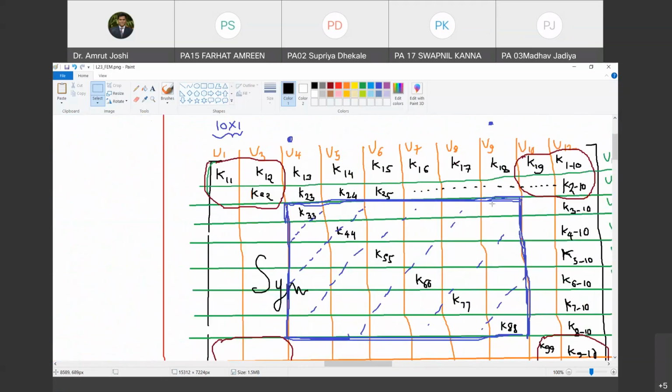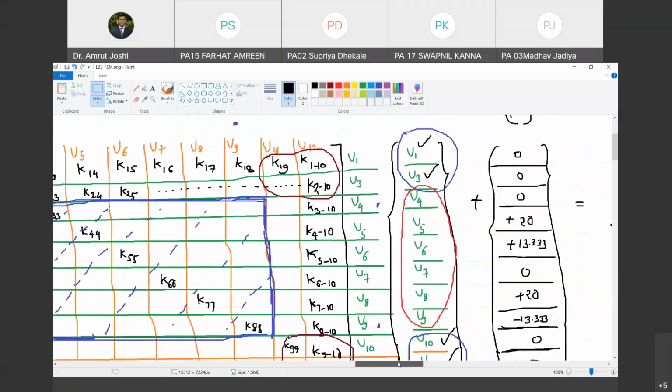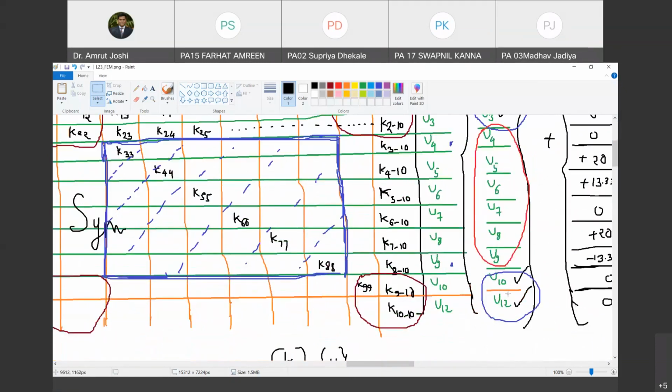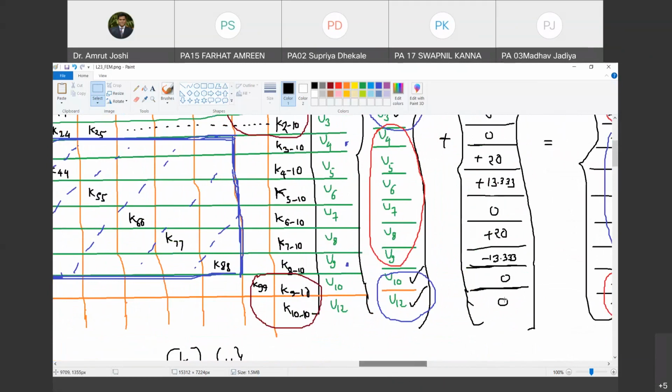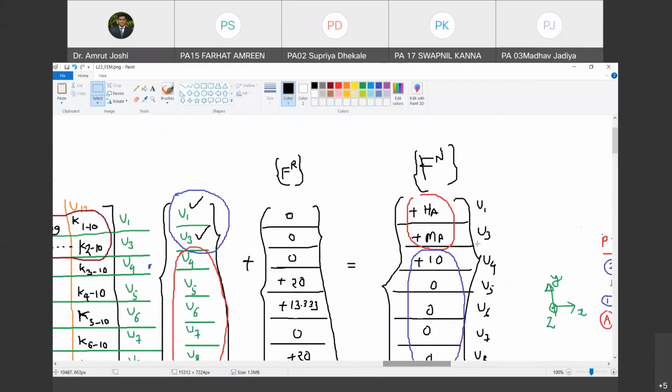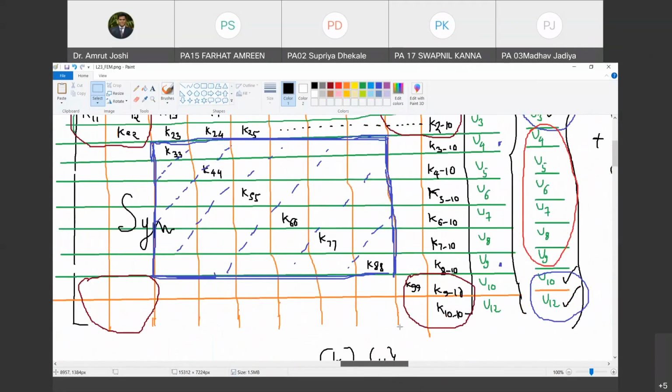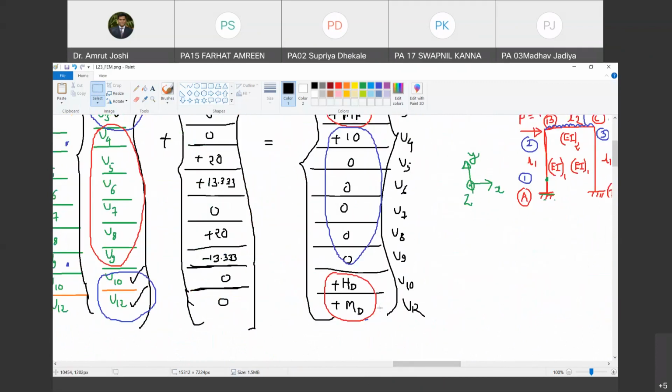Similarly, if you expand the second row, then knowing the values of U4 to U9 and knowing that U1, U3 and U10 and U12 are 0, you will be in a position to find out the value of MA. Similarly, if you expand the 9th and 10th rows of this matrix, you will be able to get the values of HD and MB.